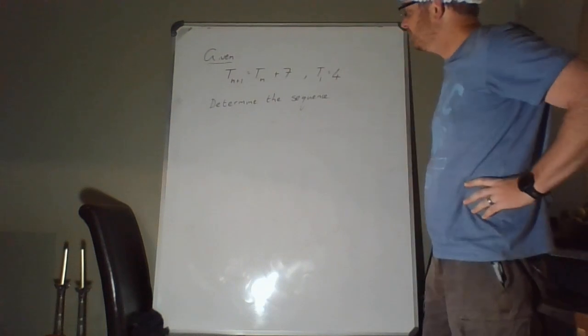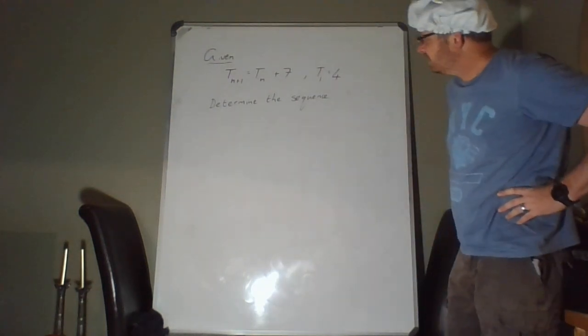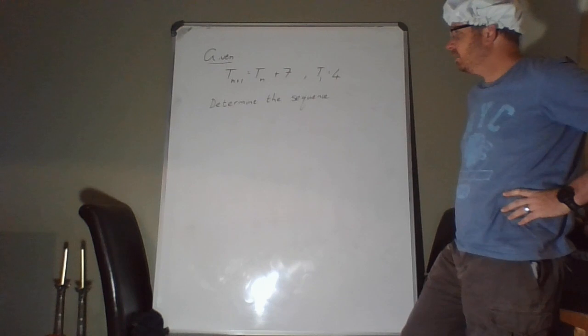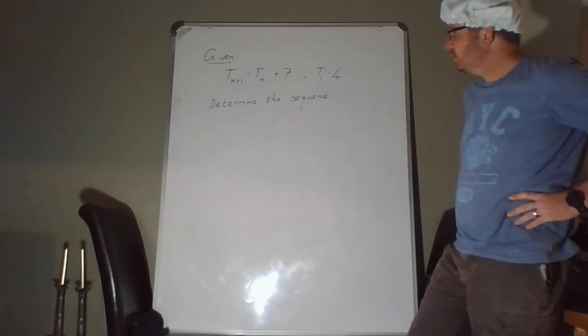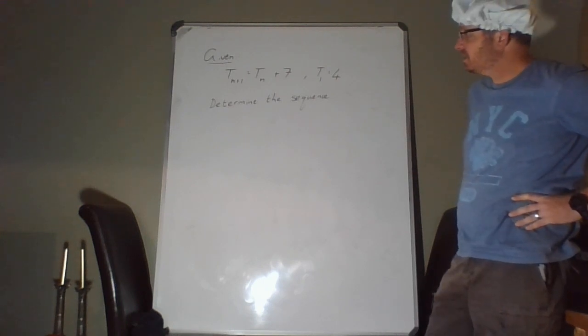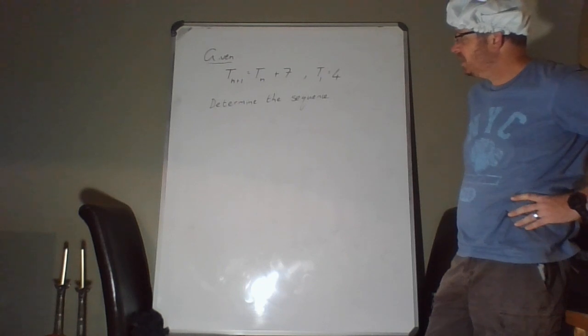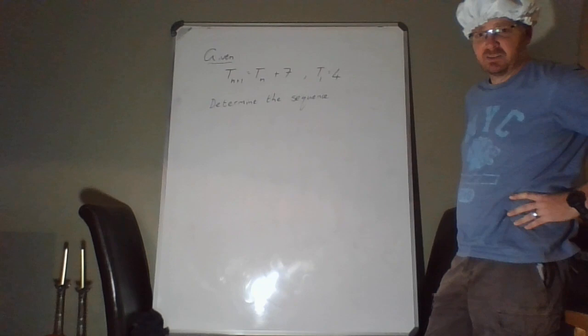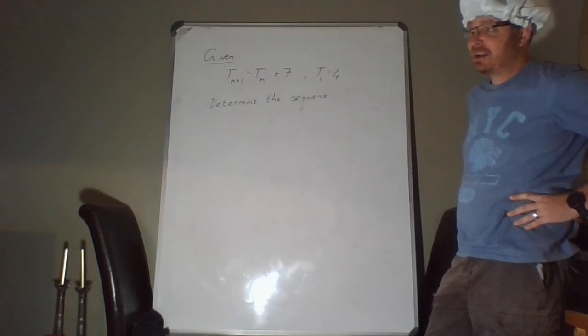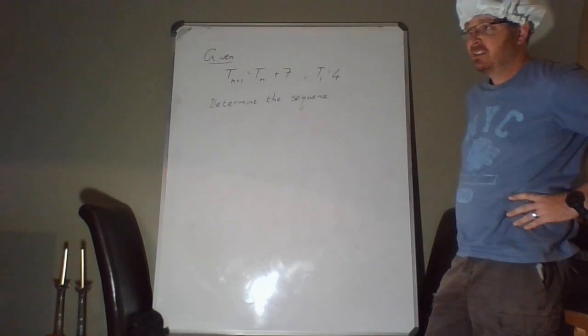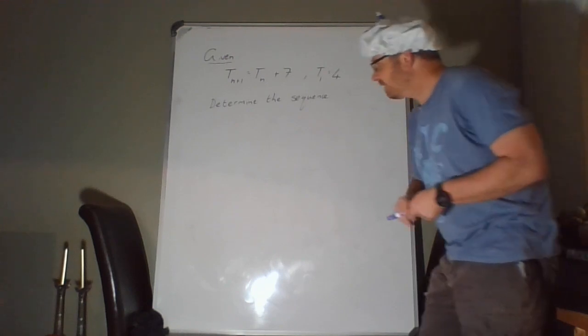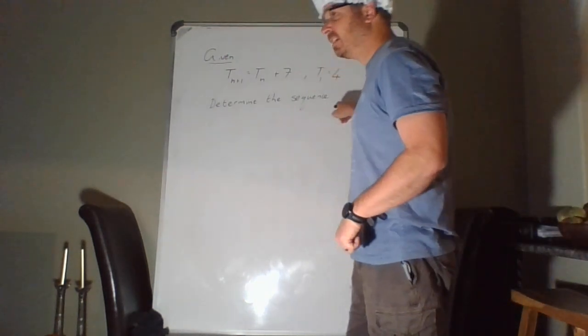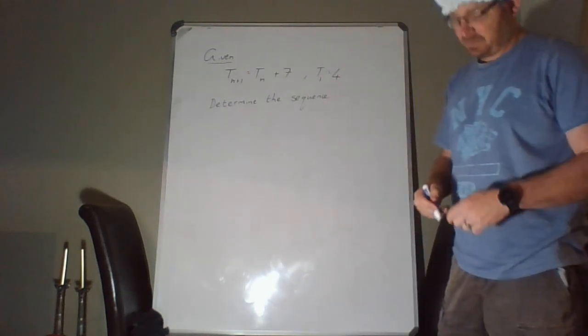Right, the next one. Given, okay, so it's actually pretty straightforward. You're given the sequence this time. So it's a recursive sequence. You're told the term in position n plus 1 is the preceding term, term n plus 7, and the first term, t1, is equal to 4. Determine the sequence. When they ask you to determine the sequence, you generally just write down the first 4 terms. So go try to do that.